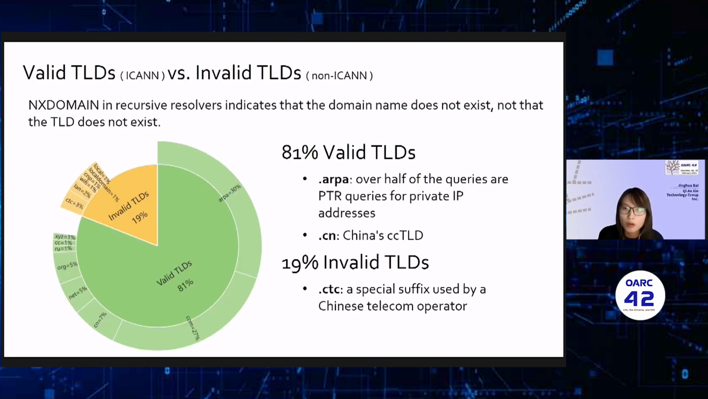Digging into our NXDOMAIN data, we categorize queries into 2 groups. The majority, 81%, follow ICANN-recognized TLDs. The big ones are ARPA, where over half of the queries are PTR for private IPs, and CN, China's ccTLD. And the invalid ones are about 19%, and the biggest one is CTC, a special suffix used by a Chinese telecom operator.